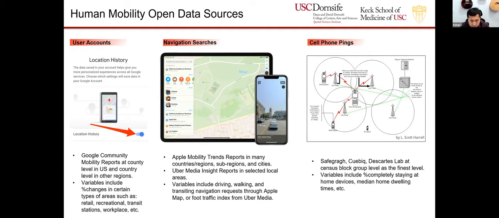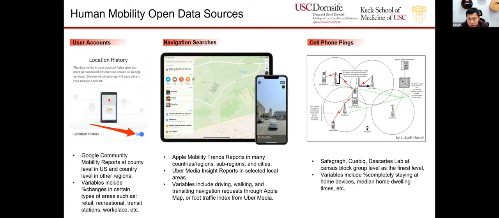At last, we have some data sources that generate variables directly from the location of the devices, using cell phone pings and their interactions with the base stations or cell phone towers, and using a triangulation algorithm to get the locations. So we don't have individual-level data, but we have a lot of variables that those companies released. For example, the percentage of devices completely staying at home, or the median home dwelling time, and so on.